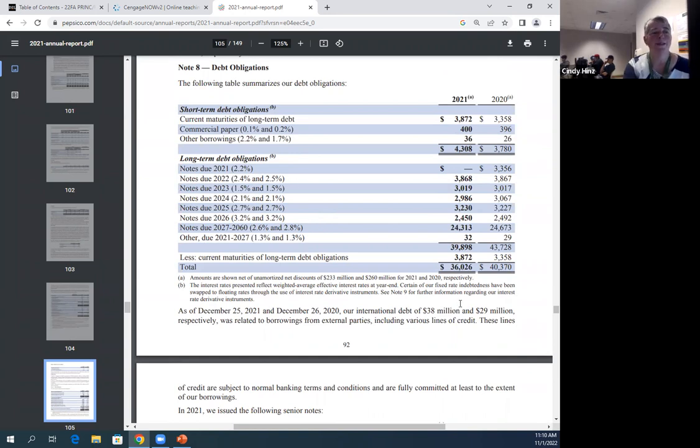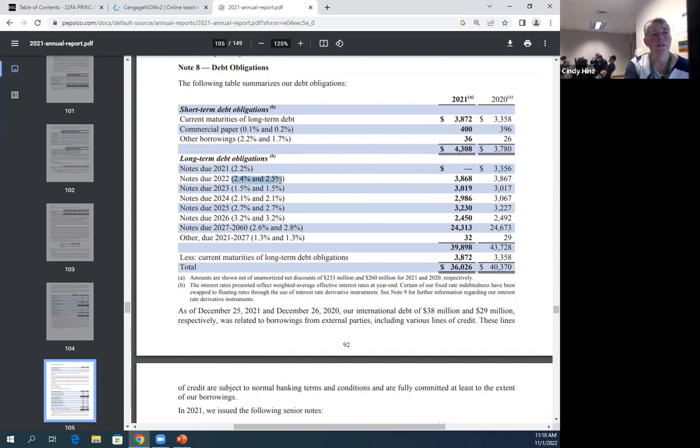And you'll notice that these numbers down here at the bottom might look a little bit familiar. These are the exact numbers that we just saw on their balance sheet as their total long-term debt. But you can see the details when those notes are due. So there was a note that was due in 2021. So in 2020, it was a long-term liability, and then it became a current liability because they had to pay it off in 2021.